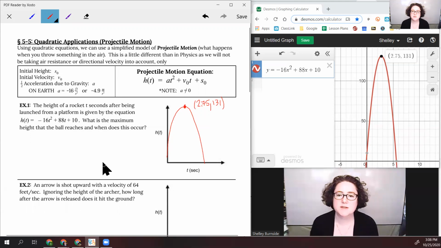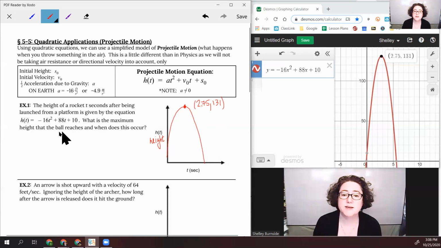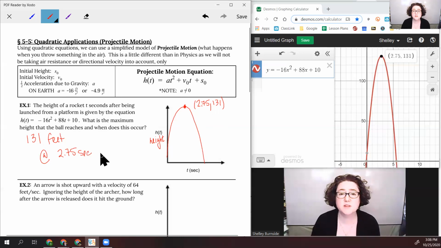And so our question that says, what is the maximum height that the ball reaches and when does this occur? Well, if our height is shown by h of t, so this is our height, that's essentially our y value, so it's going to be our y coordinate on our vertex. So our maximum height is actually 131 feet, and it happens at 2.75 seconds. And that's really all we need to do to solve out a lot of these problems.